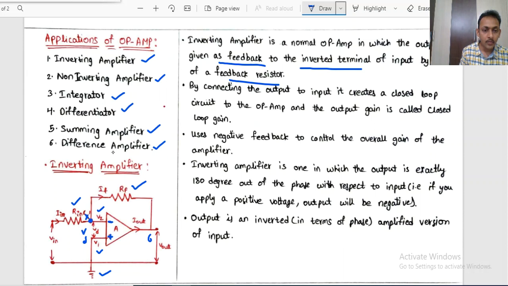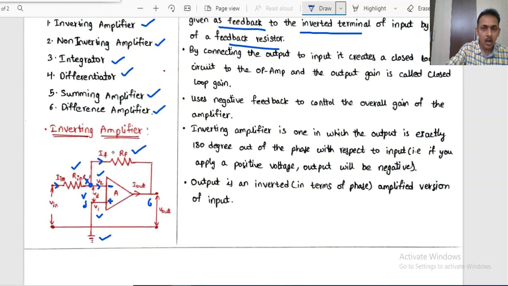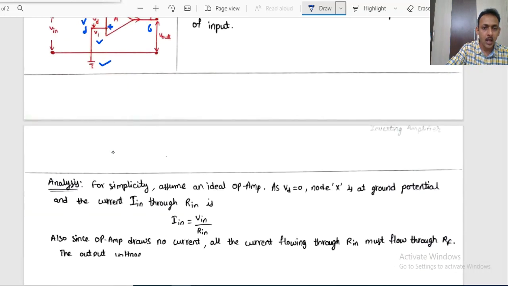Now because of the high input impedance offered by the operational amplifier, no current should flow through this operational amplifier. Whatever input current is flowing through Rin, it should flow through the feedback resistor Rf. Now what will be the value of the input current? That is what we are going to calculate now. So the assumption we made is that node X is at ground potential.